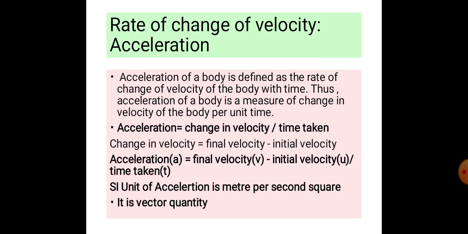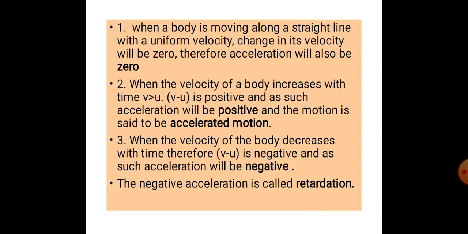Suppose u is the initial velocity of the body at time 0, and v is the final velocity of the body at time t, and a is the acceleration of the body. So now the equation will be a equals v minus u divided by t. The unit of acceleration is meter per second square, and acceleration is a vector quantity. If the motion is along a straight line and the velocity of the body increases with time, the acceleration is in the direction of the velocity. Thus, acceleration is a vector quantity, and the value of the acceleration may be zero, positive or negative.